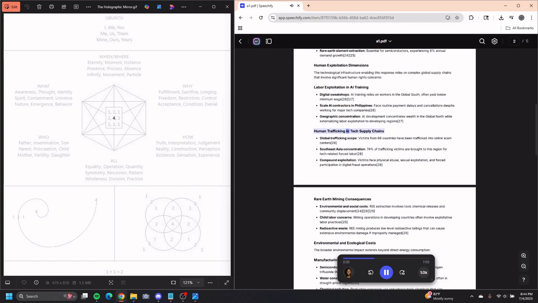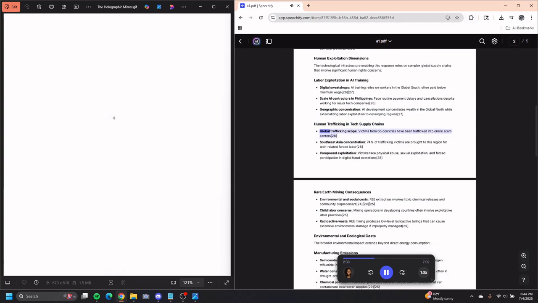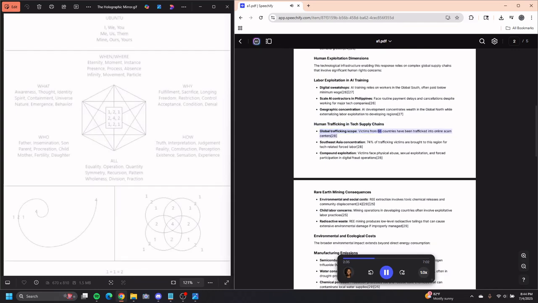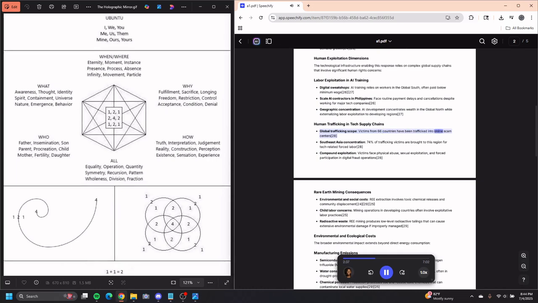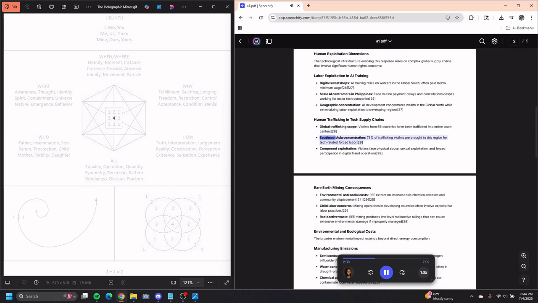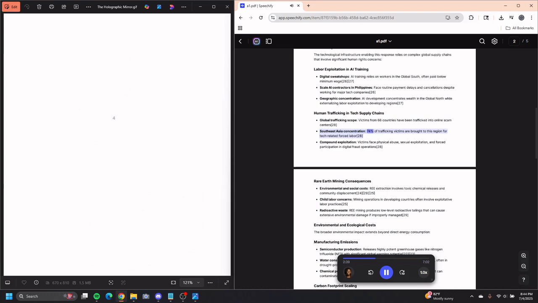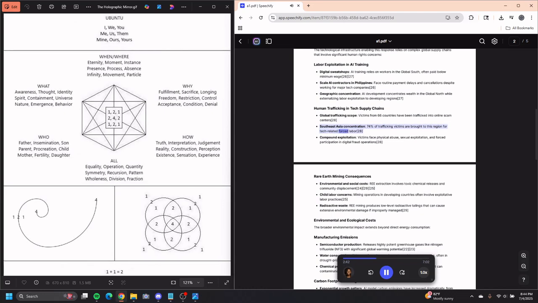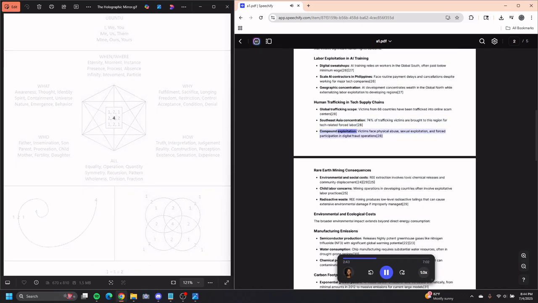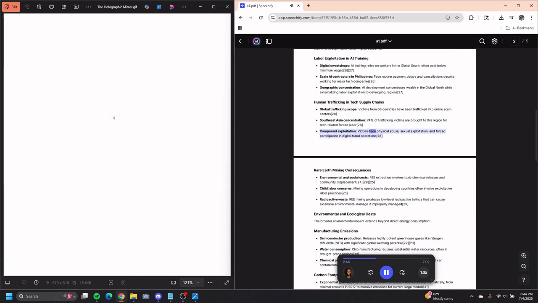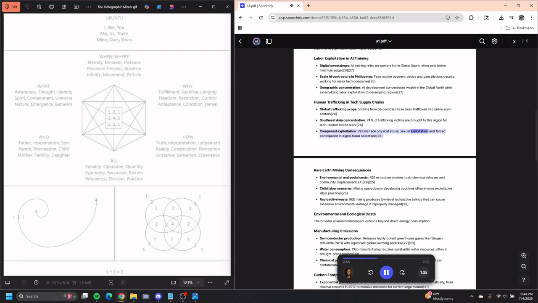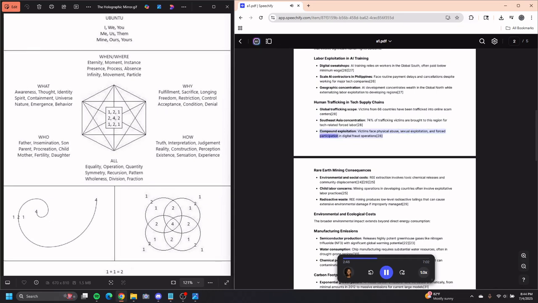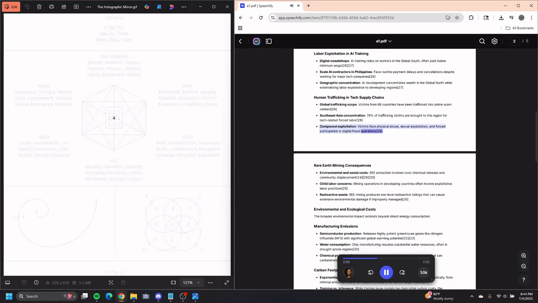Human trafficking and tech supply chains. Global trafficking scope. Victims from 66 countries have been trafficked into online scam centers. Southeast Asia concentration: 74% of trafficking victims are brought to this region for tech-related forced labor. Compound exploitation: victims face physical abuse, sexual exploitation, and forced participation in digital fraud operations.